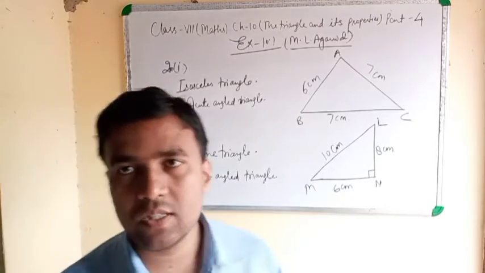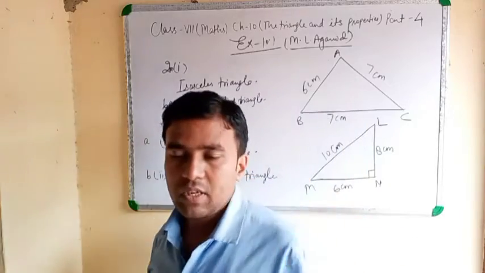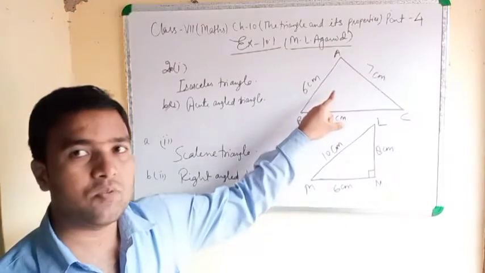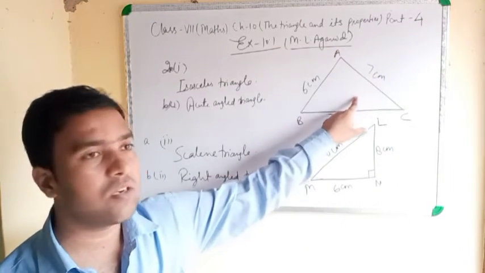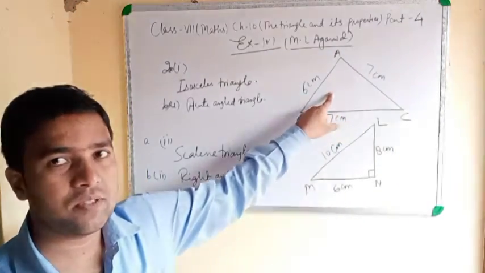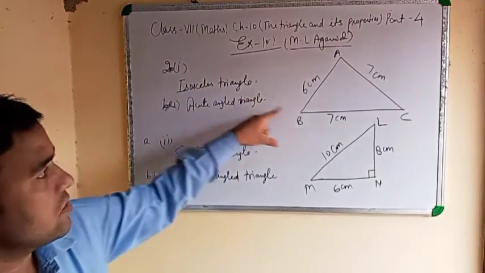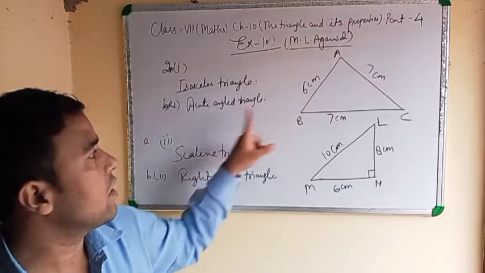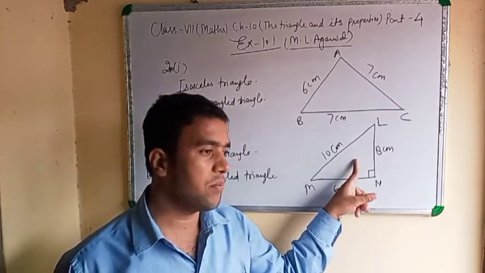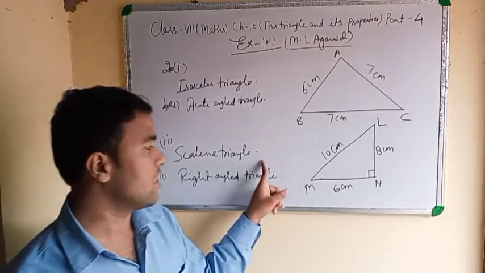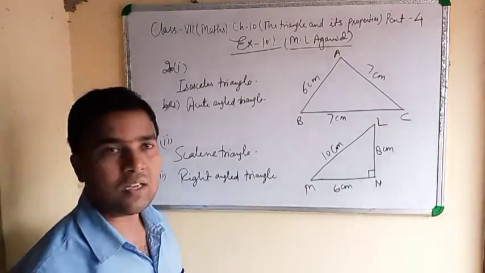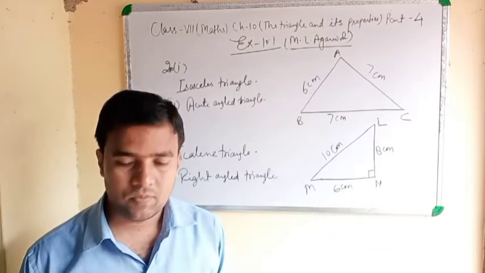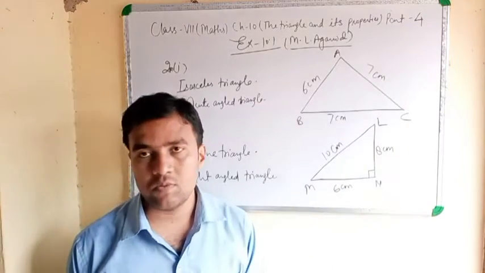Means in the second question it is asking on the basis of sides and on the basis of angles. You will see this figure and tell on the basis of side what it is, and on the basis of angle what it is. So on the basis of side, isosceles triangle. On the basis of angle, acute angle triangle. Here on the basis of side, scalene triangle. On the basis of angle, right angle. Why right angle? See, one angle is 90 degrees.